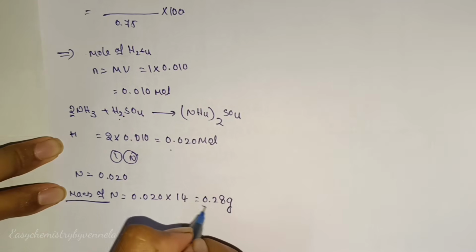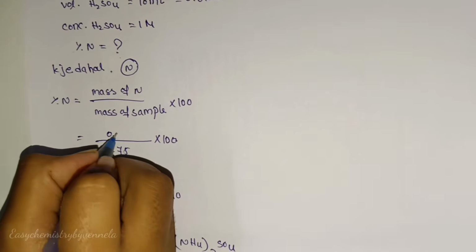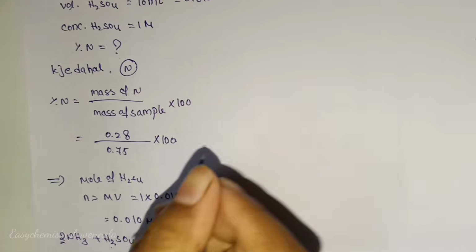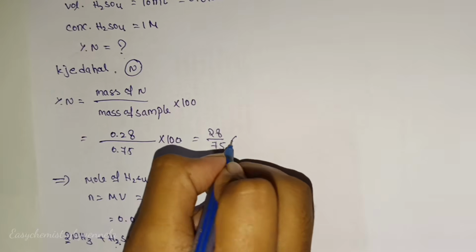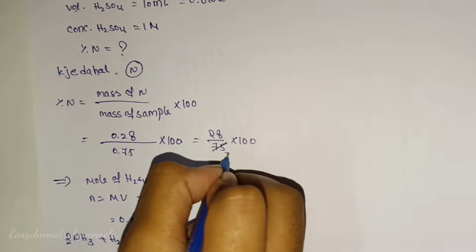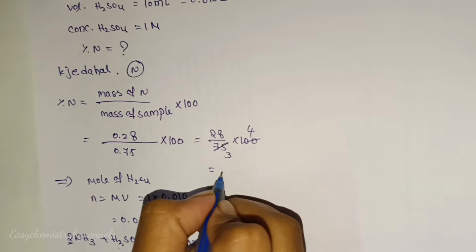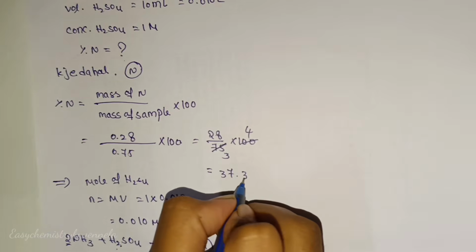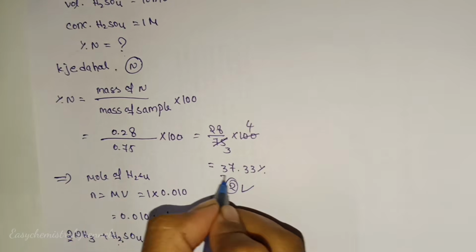You have to substitute this in this formula. 0.28 is equal to 28 by 75 into 100. How much? 37.33%. The second option is the correct one.